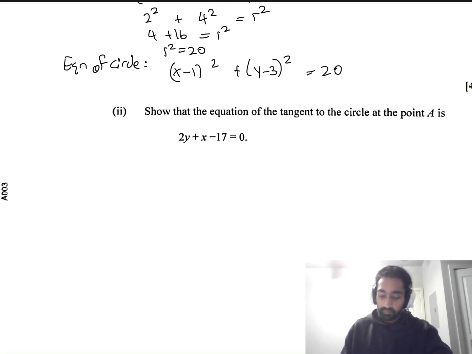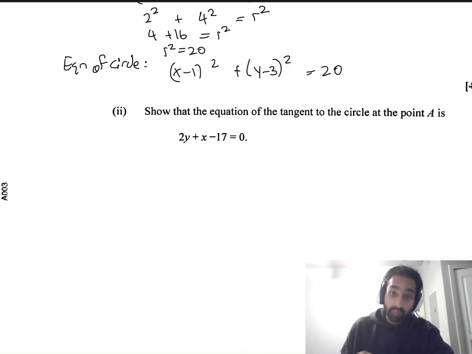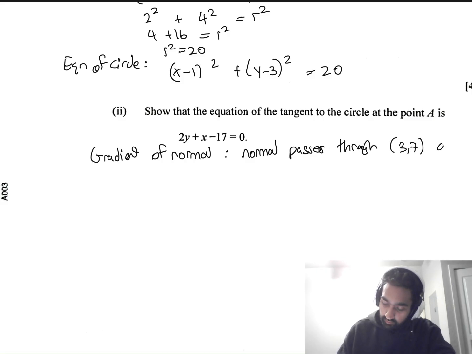Okay. Part 2 now says, show that the equation of the tangent to the circle at the point A is given by 2y plus x minus 17 is equal to 0. So what you have to do for this, you have to remember how to find the equation of the tangent to a circle. The first thing that you need to do is find the gradient of the normal. And the important fact to remember for a circle is that the normal will also pass through the center of the circle. So the normal passes through the point itself, which is (3, 7), and then the center, which is (1, 3).